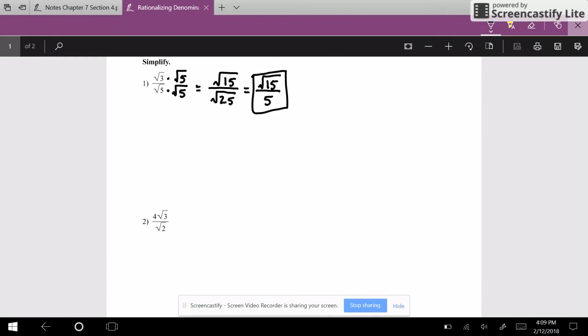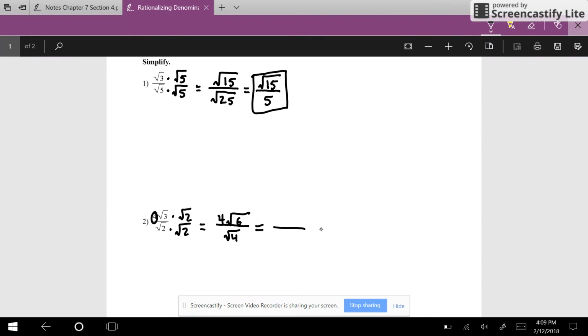If we look at this next problem, 4 square root of 3 over square root of 2, we're going to rationalize. We have to multiply by square root of 2. And the denominator, because that's what I'm trying to fix, I have square root of 2 times square root of 2, which is the square root of 4. In the numerator, I have a 4 that's not in a square root. It's going to still be not in a square root. But square root of 3 times square root of 2, they're both square roots, they become square root of 6.